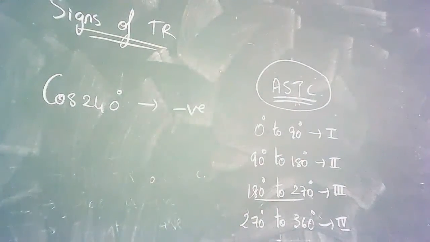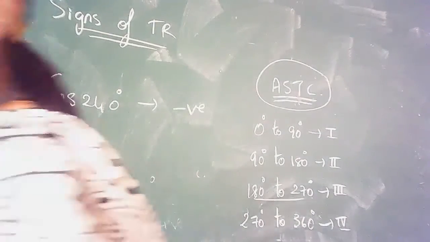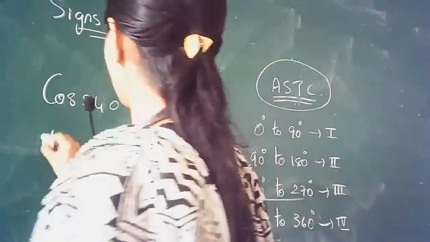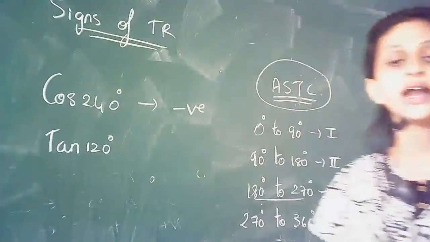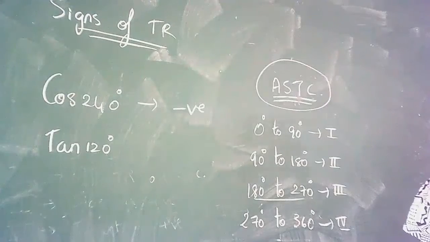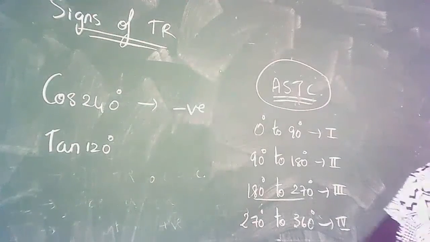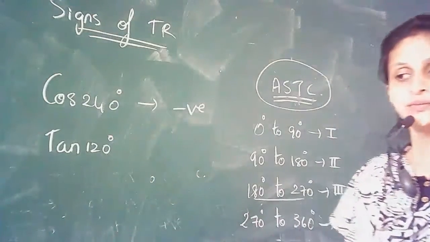Yes, students. So only cos 240 degree will be negative. Now tell me about this now. What will be tan 120 degree? Tan 120 degree. First of all, tell me 120 degree lies in which quadrant?